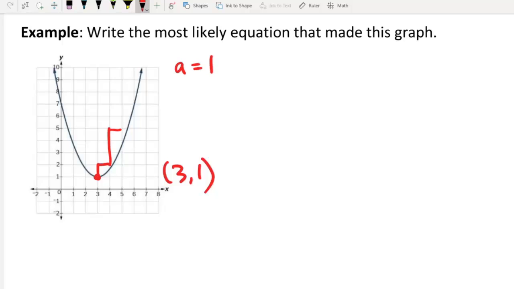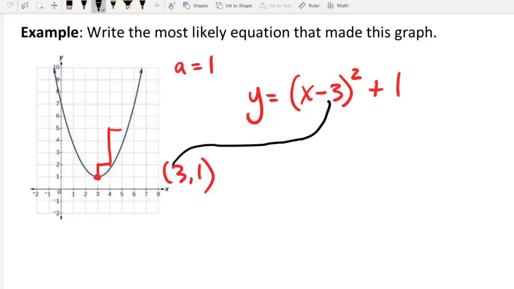But let's pretend for a moment that the a value is 1. The equation would then be y equals (x minus 3) squared, the opposite of positive 3, and plus 1 at the end. Three goes in that position and 1 goes in that position.